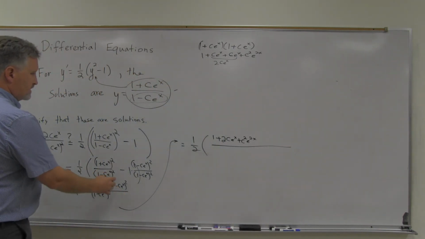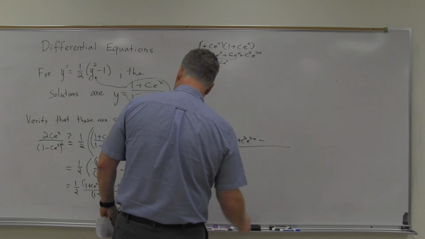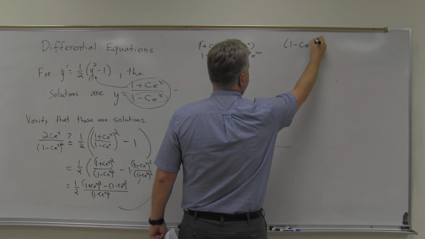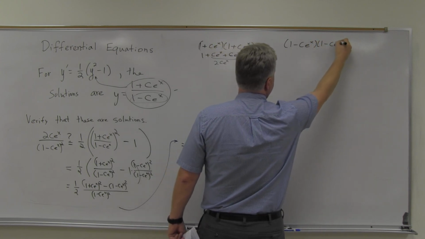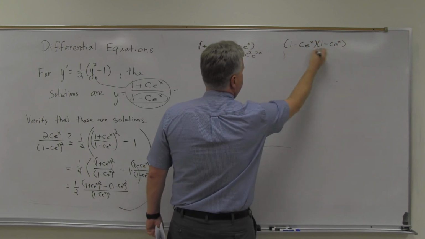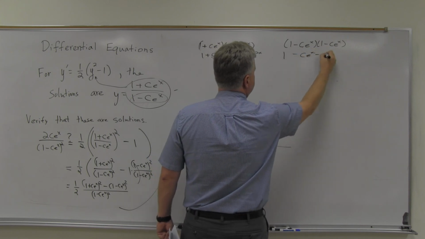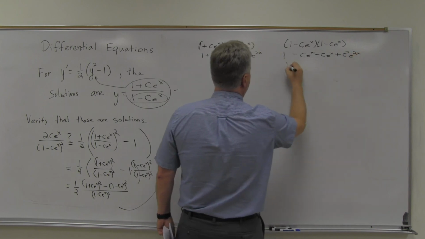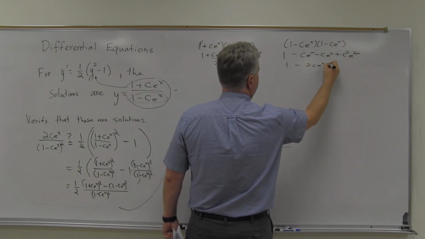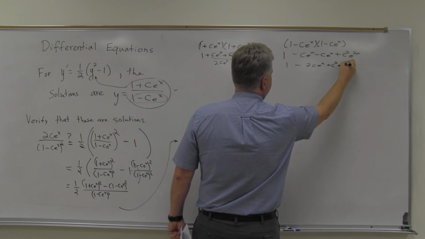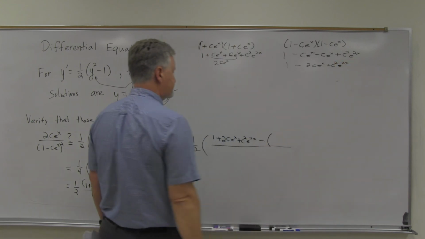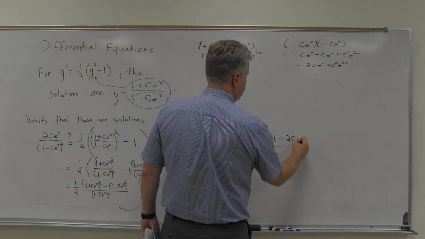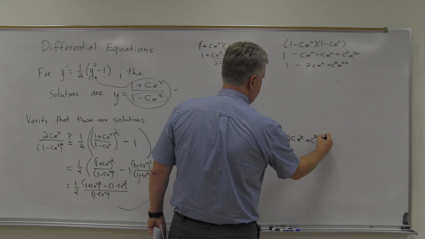All right, then I've got minus 1 minus c e to the x squared. Well, that's a similar deal, but let's see what we get there. 1 minus c e to the x minus c e to the x plus c squared e to the 2x. Got 1 minus 2c e to the x plus c squared e to the 2x. And that's behind my minus there, so it's 1 minus 2c e to the x plus c squared e to the 2x.